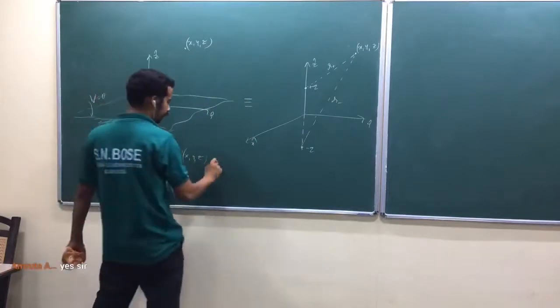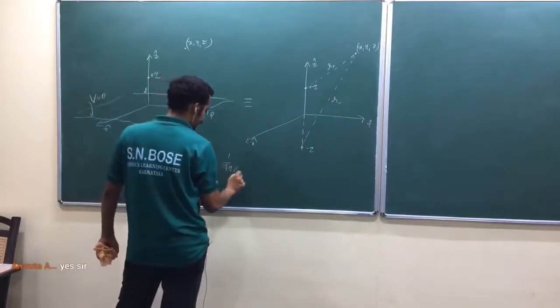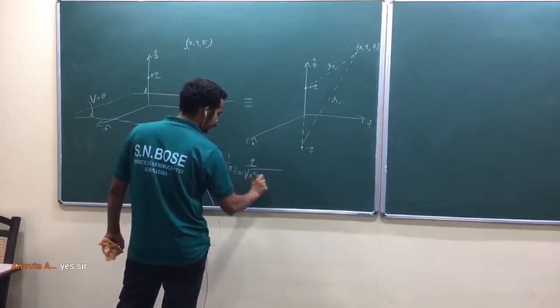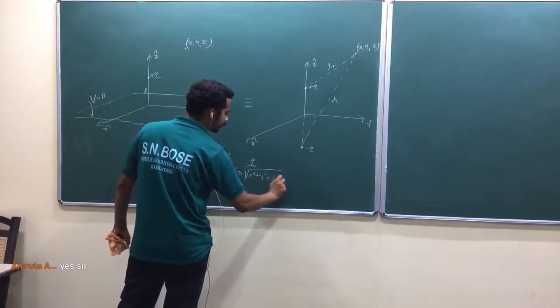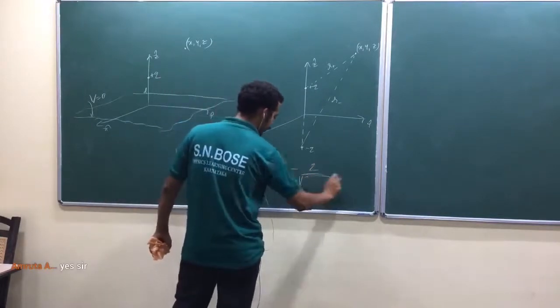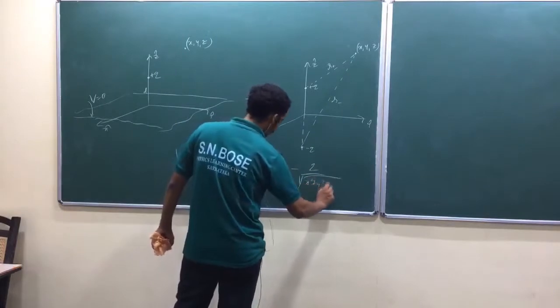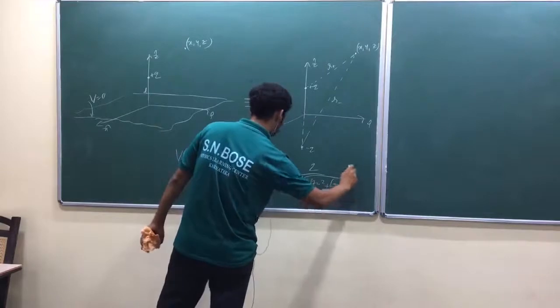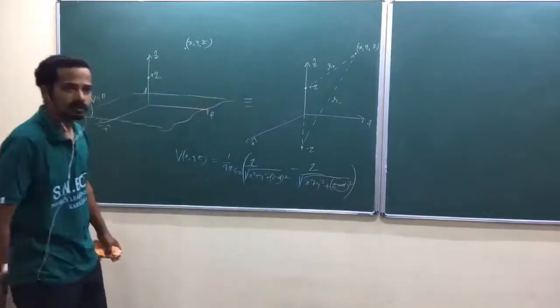Above the plane, that is equal to 1 by 4 pi epsilon naught, q by r plus, which we have written as root of x square plus y square plus z minus d the whole square, minus q divided by root of x square plus y square plus z plus d the whole square. I hope you can do this differentiation and all, and you can show.